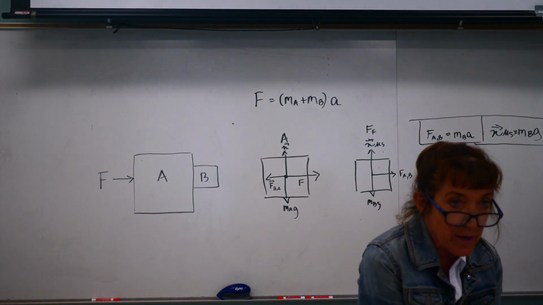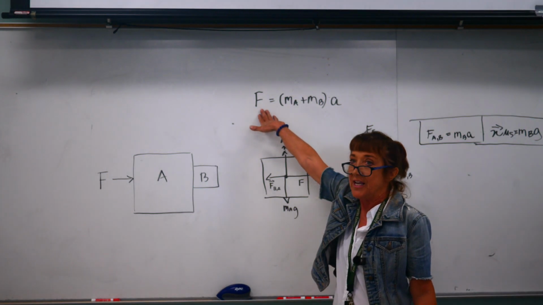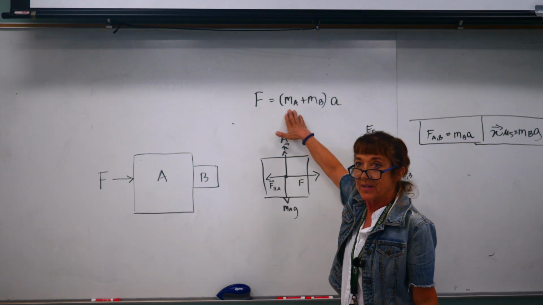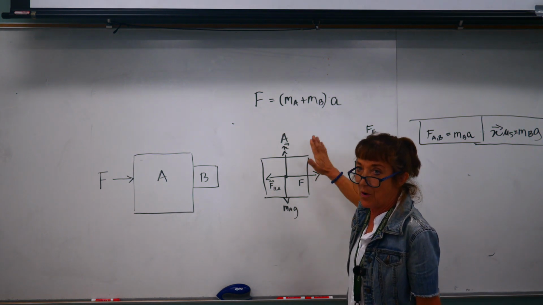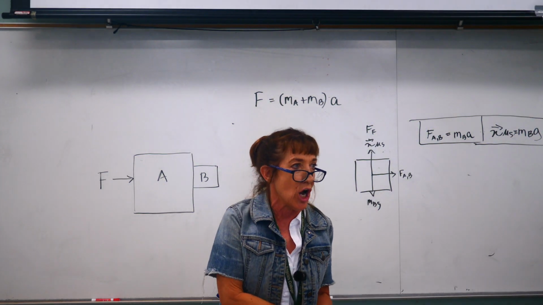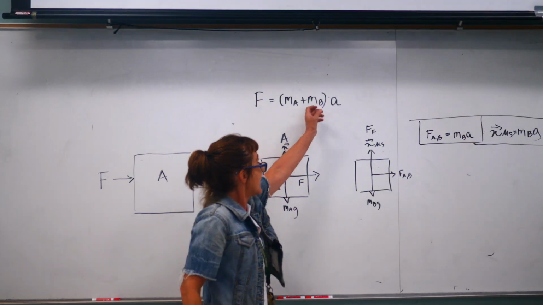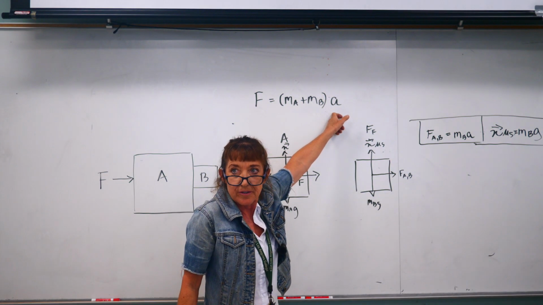So we can make one statement, F equals ma from Newton's second law. We can see F equals mass of A plus mass of B times acceleration. Now I want to solve the force in terms of things that I can know. I can know the mass of A and the mass of B. I don't know the acceleration.